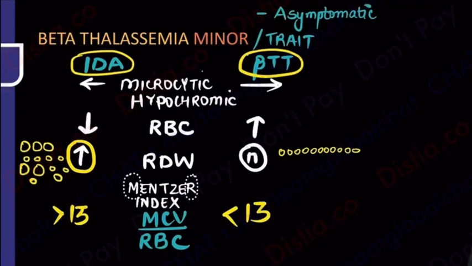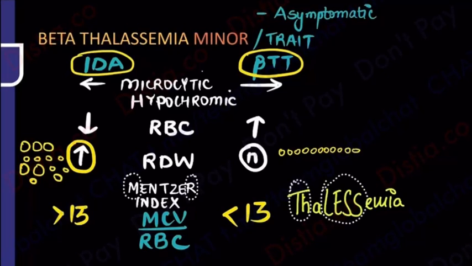How will I learn this? You will learn it from today onwards. Thalassemia will tell me less than 13. Less than 13.